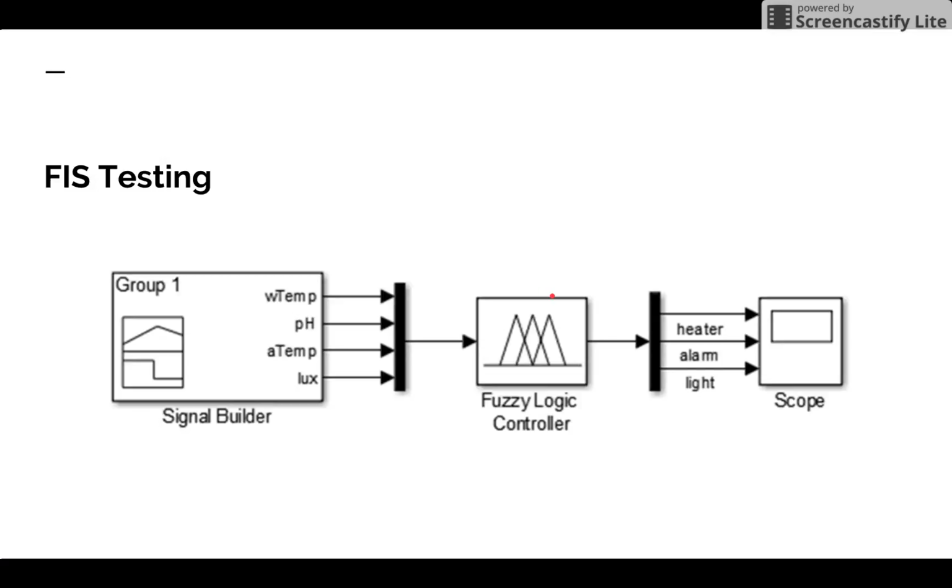Moving on to testing. I tested the fuzzy inference system by using Simulink. So I created a signal builder block. This is my fuzzy inference system, which is simulated using the fuzzy logic controller block, and then a scope block to read the outputs.